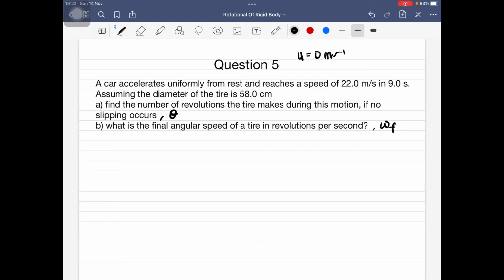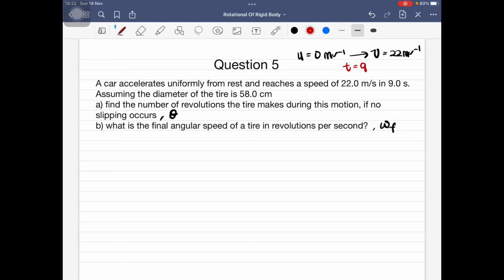And the reason why it is not omega, because the car is not rolling, dia tidak berpusing kan, so dia bergerak secara garis lurus. That's why we put it as u, not as omega. Okay, and it reaches the speed of 22 meter per second, which means finally it will reach the final speed, which is equal to 22 meter per second, and the time will be t is equal to 9 seconds.